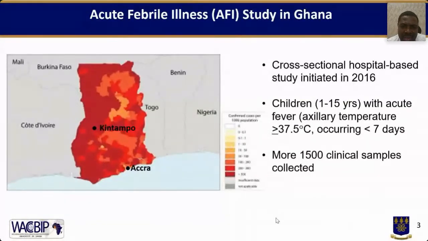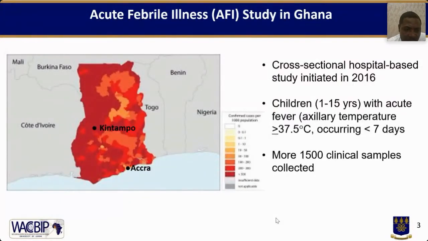So we did a cross-sectional, hospital-based study from two places in Ghana. Kintampo is in the middle belt of Ghana, a semi-urban town with a population of about 40,000, and also a place in Accra, which is a peri-urban area. These two areas have different ecological settings, and the people living there have different lifestyles. So it was a good base to collect samples from. And the malaria transmission intensity is also quite different.